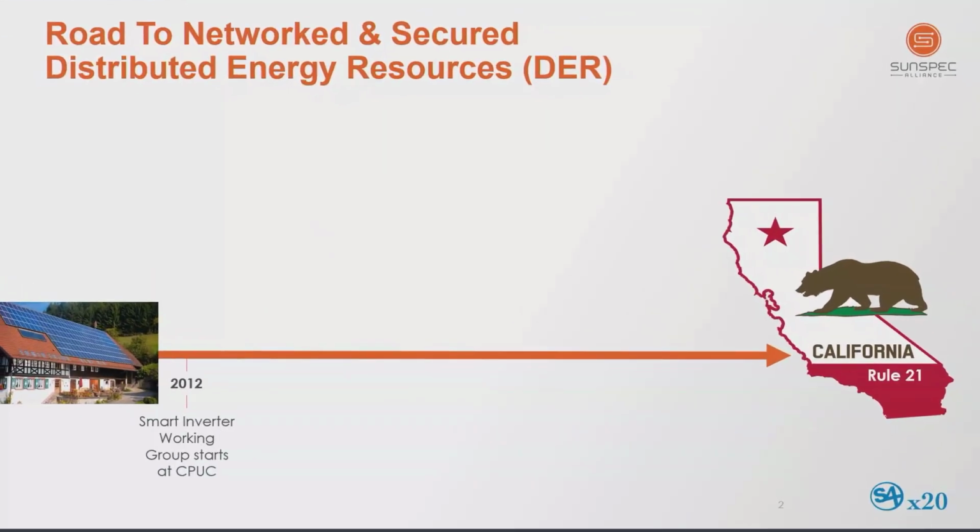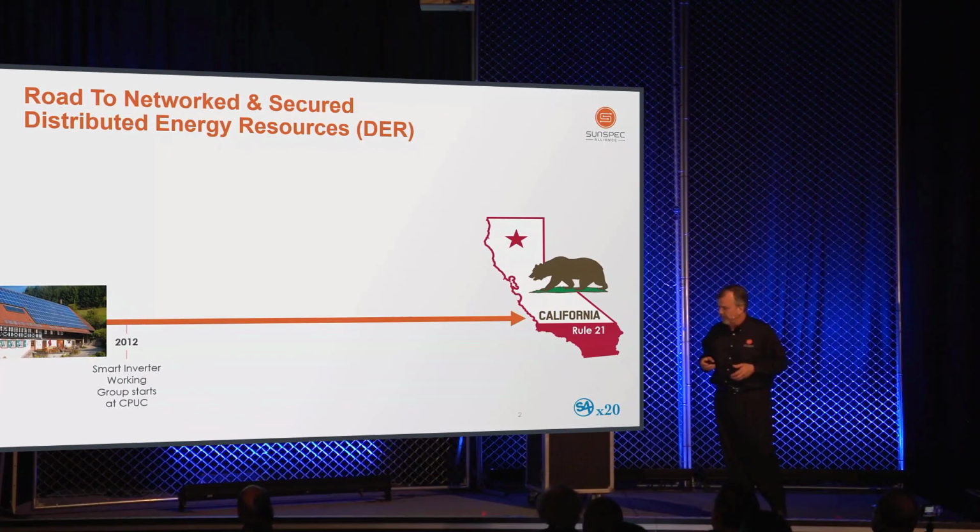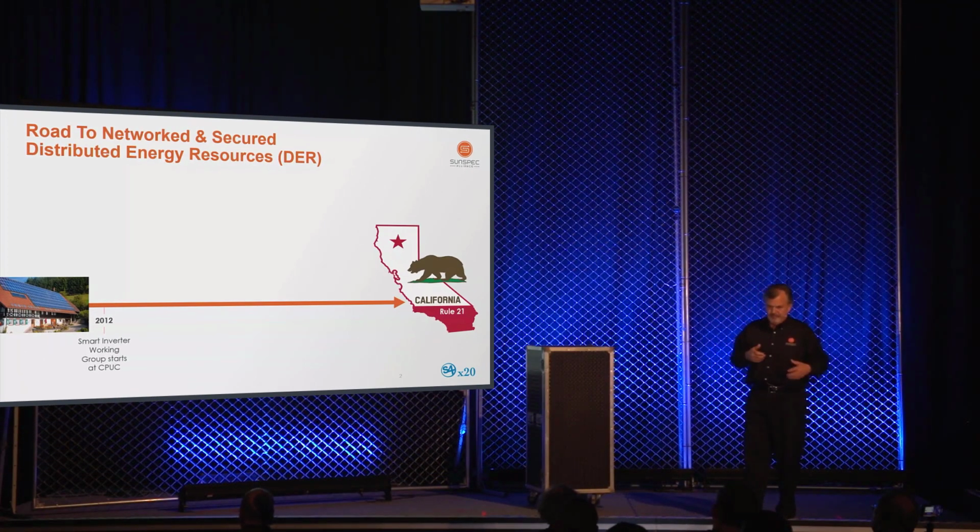Then in about 2012, the California Public Utilities Commission, seeing that the national standard wasn't going to move, convened what they called the Smart Inverter Working Group. That group worked, and it continues to this day, innovating and developing new technologies.